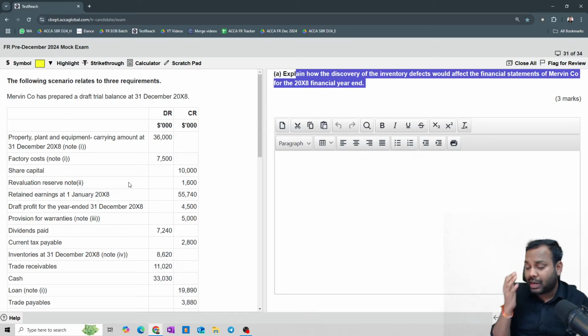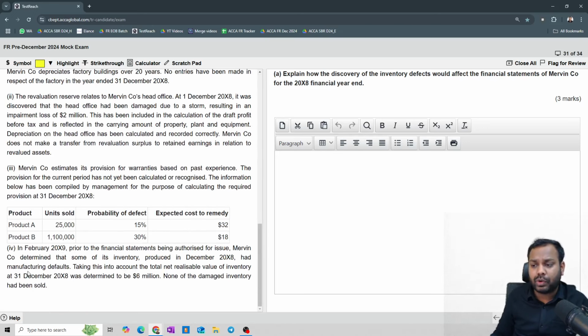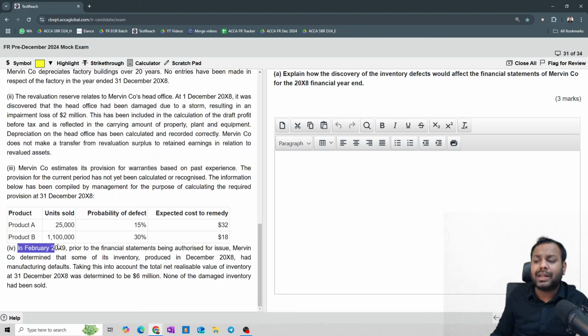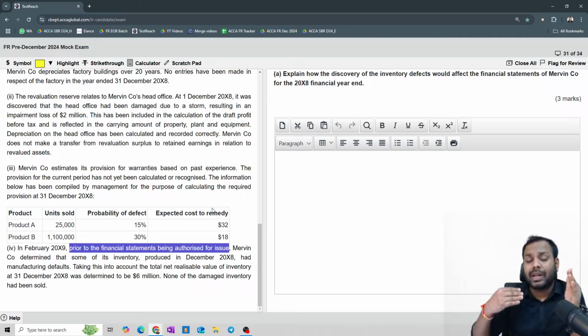So now we have to find out what is the adjustment relating to inventory. We just saw that the cost of inventory is 8620. The adjustment of inventory is in note 4. Note 4 says February 20x9, but the reporting date was 31st December 20x8, meaning it is talking about events occurring after the reporting date. The reporting date is over, but the financial statements have not yet been authorized, not yet signed by the auditors and the CFO of the company.